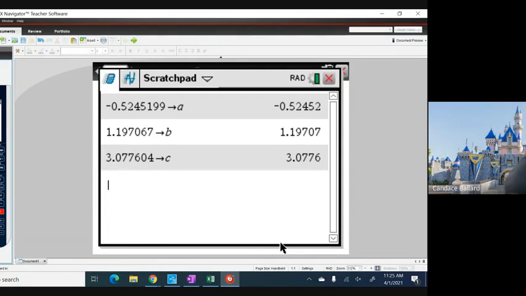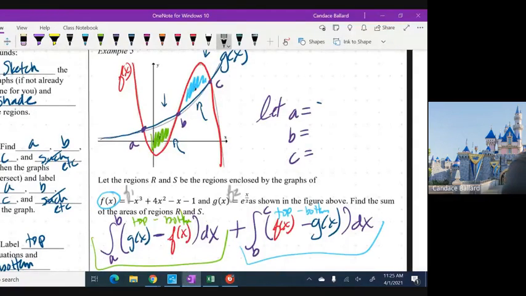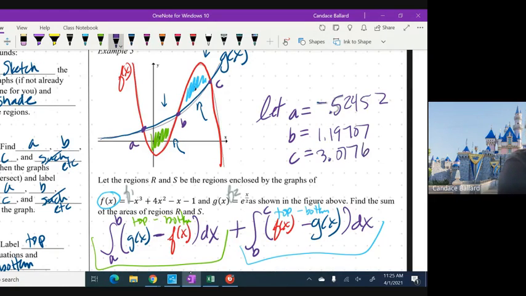All right, I am going to write those down over here, because we need to know those. So it was negative 0.52452. And then this one was 1.19070, or sorry, 707. And this one is 3.07760 or something like that, okay?